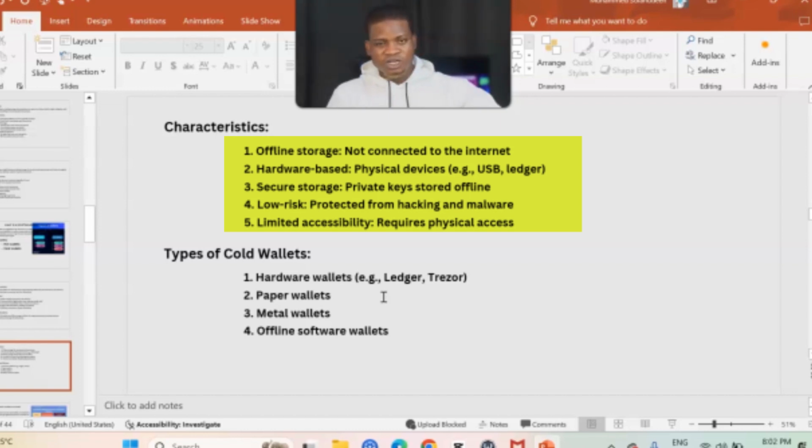If the USB gets corrupted or if the USB is lost, someone cannot even see it, and the person will not know what kind of wallet you are using. They will not know how to access it or how to use it. Limited accessibility: it requires physical access.